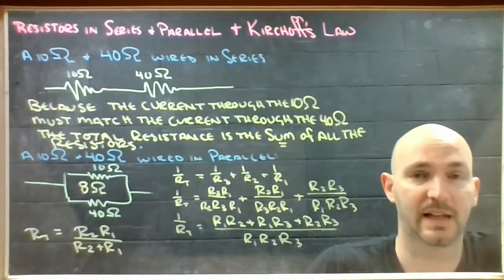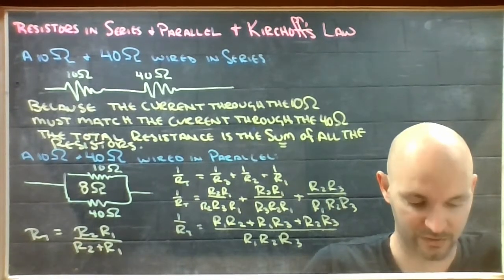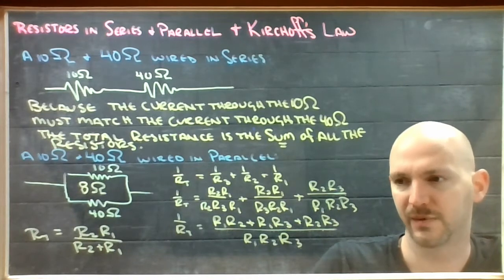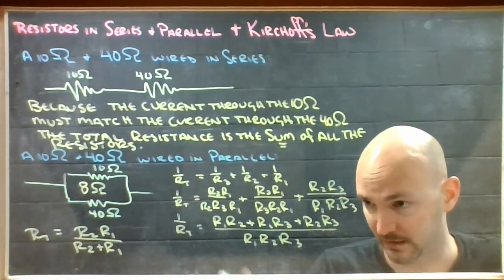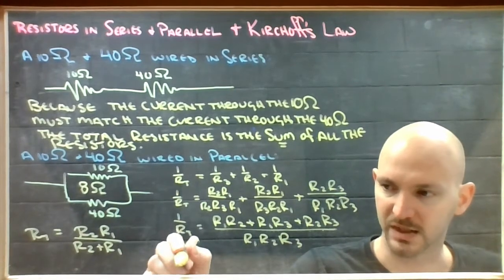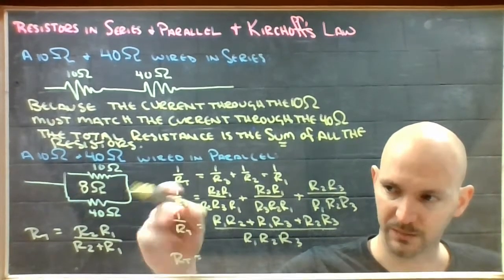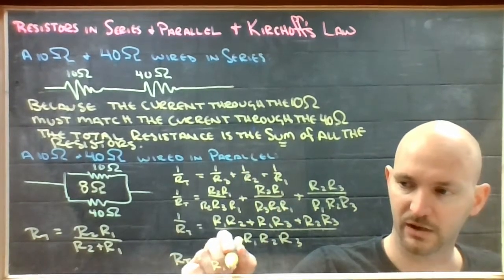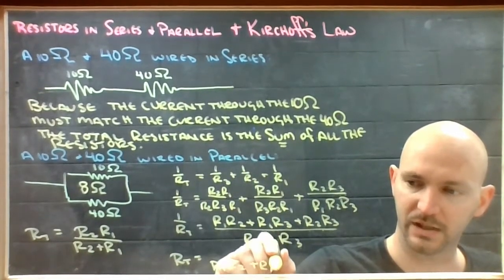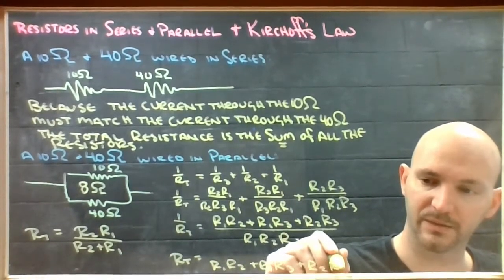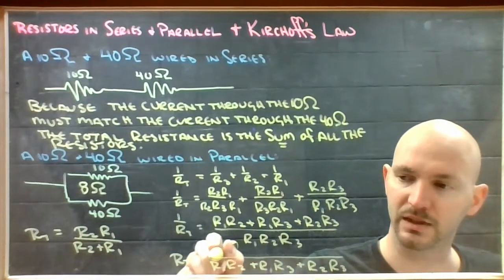Now that's getting to be a bit much. This is a formula you're going to have to memorize. Oh, and I've also got to flip it still, don't I? So the total resistance, flip this side, is R1 R2 plus R1 R3 plus R2 R3, all underneath of R1 R2 R3.